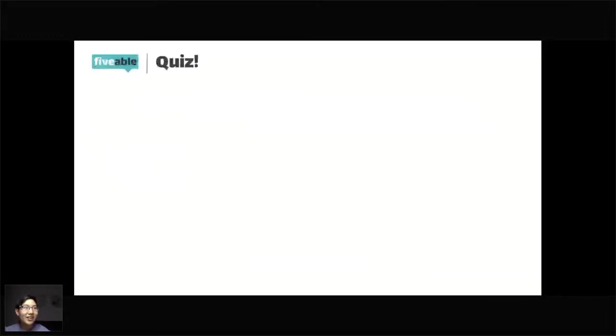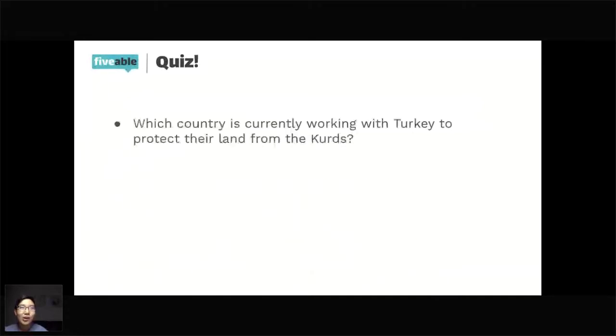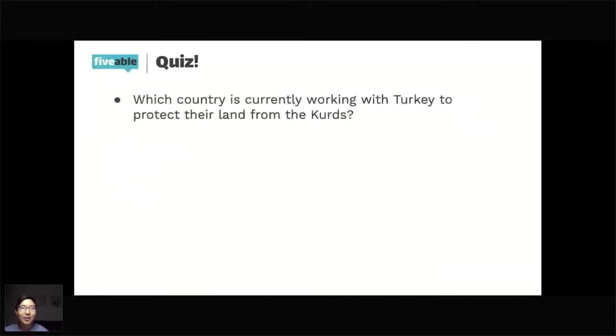The next question. Which country is currently working with Turkey to protect their land from the Kurds? So I didn't explicitly say this in my slide, but what I did say was that there was a country that has filled in the power vacuum from the US. So we have A, Saudi Arabia, B, Iran, C, Russia, and D, the United States. So right now, we saw US troops leave. So who has come in and they're working with Turkey to protect their land from the Kurds? Leave that letter answer in the chat, and we'll go through the answer in just a second.